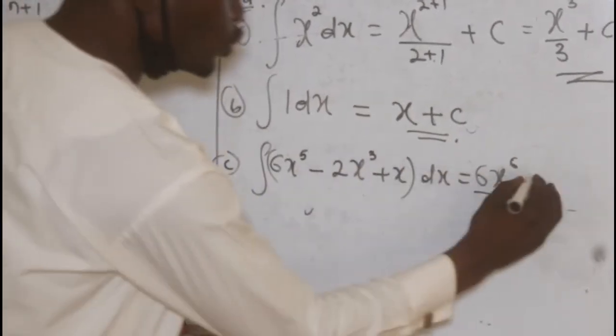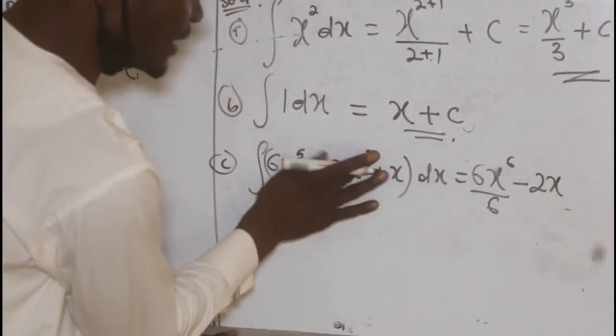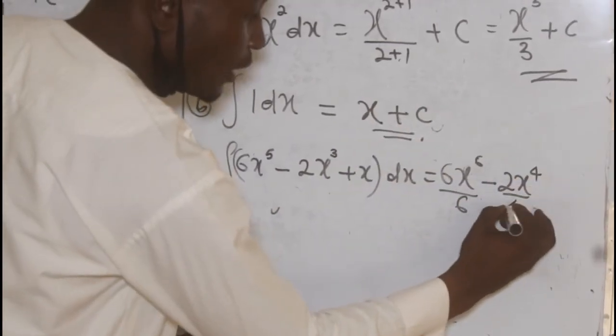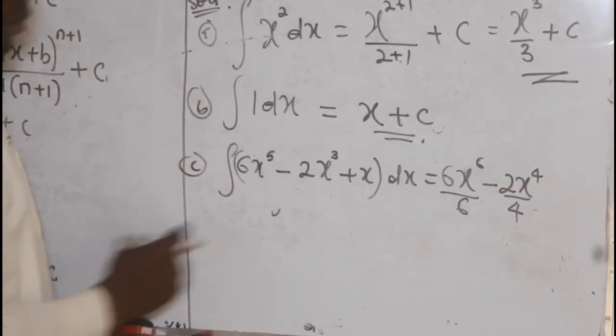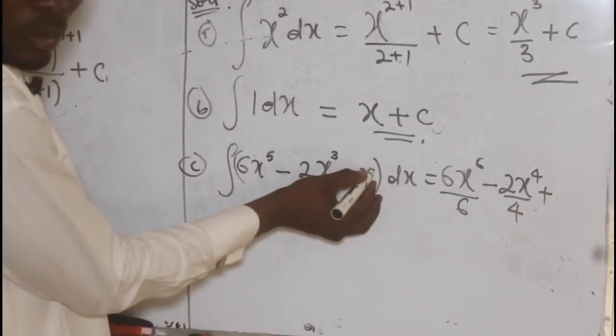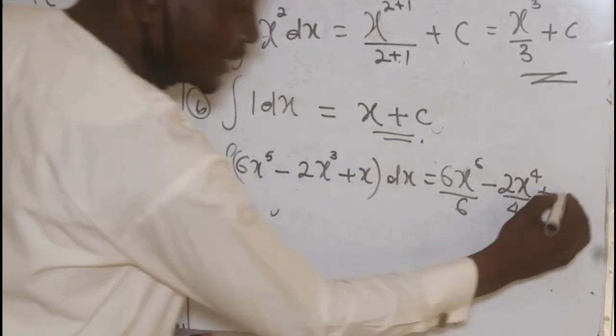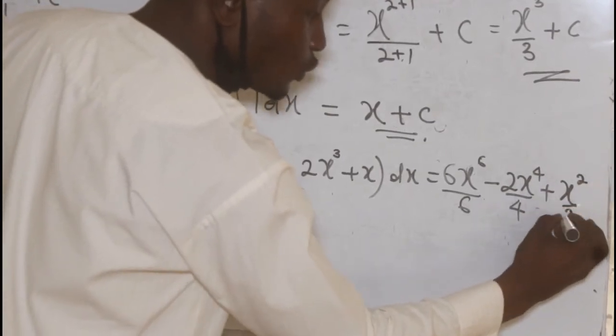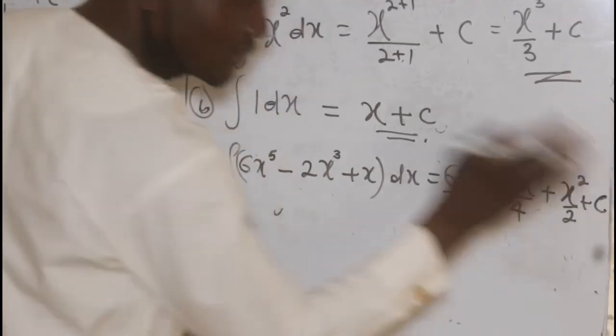Minus 2x raised to the power of 3 plus 1 over 3 plus 1. Are we together? Plus, if you want to integrate x, x raised to the power of 1, you have 1 here, right? x raised to the power of 1 plus 1 over 1 plus 1, plus a constant.